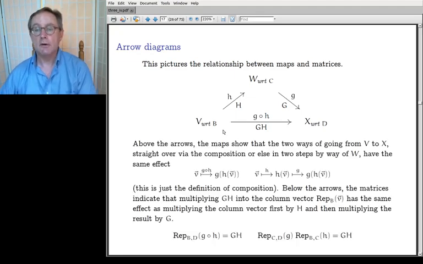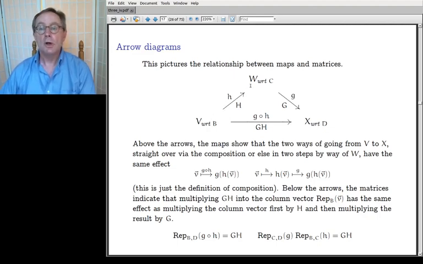So above the arrows, the map shows the two ways of going from V to X. You can go straight over via composition, or you can go diagonally up and then diagonally down. And that's just the definition of composition. That's what composition is.